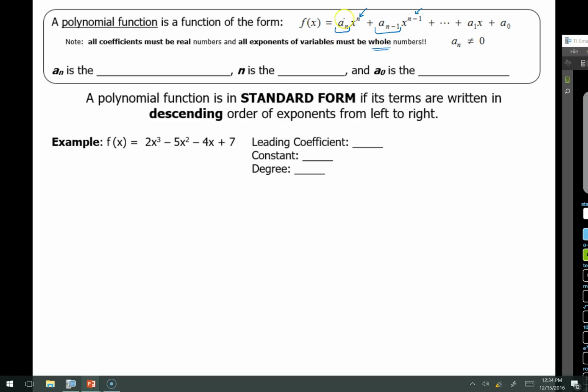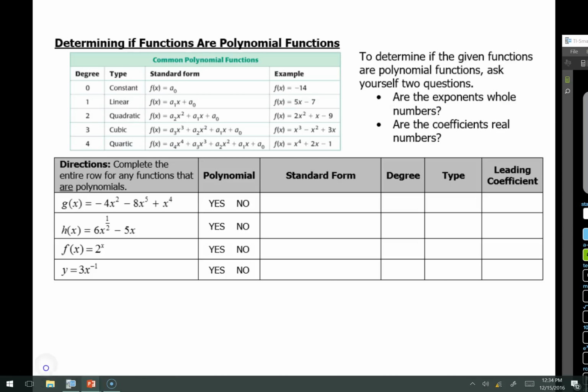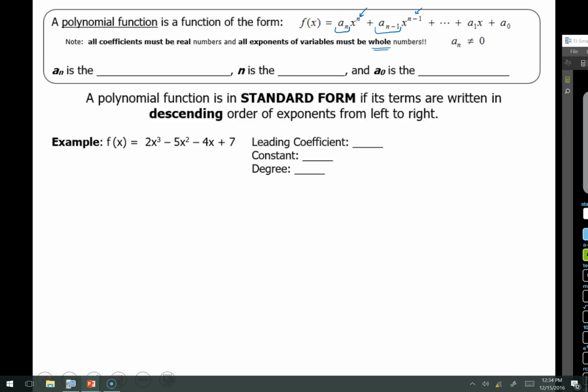And the first term, of course, this a sub n, it has to be a number that's not 0, because if it's 0, that term disappears, and that's not good because then we don't have a polynomial anymore. Okay, so a sub n, this number that's out in the very front of the x to the biggest power, that is called our leading coefficient. The n, that's the exponent with the x, is called the degree of the polynomial. You might also hear the word order. And a sub 0, which is this last term over here, that's our constant term. It's the one that does not have a variable with it.